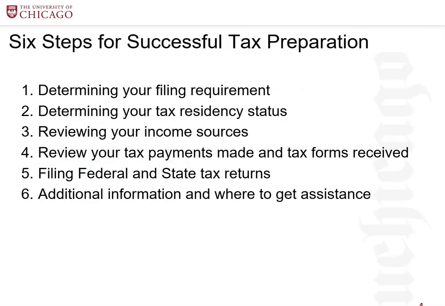Onward to the 6 steps for successful tax preparation. First, we will discuss determining your filing requirement. Second, we will discuss determining your tax residency status. Finally, we will review different income sources that you may have had throughout the tax year. We will review the tax payments you may have already made and tax forms you may have received. We will talk about filing federal and state tax returns, and then finally, additional information and where to get assistance.